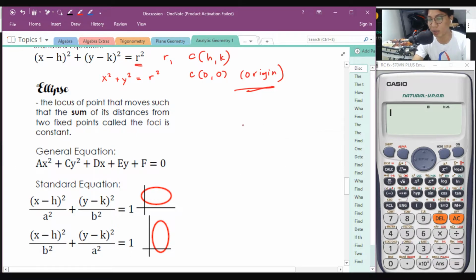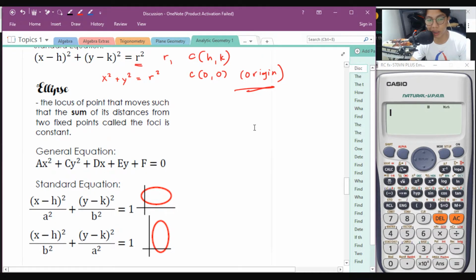I will show this on another day. Sometimes I draw a triangle there. It means the sum of its distances from two fixed points, from your major and minor axis. The sum of those fixed points will always be greater than the subtended line between the two fixed points.